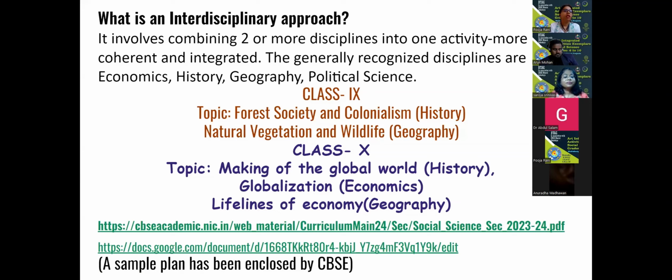There are a few chapters given by the CBSE. In class 9, they have taken Forest Society and Colonialism from history, and Natural Vegetation and Wildlife from geography. In class 10, they have taken The Making of a Global World from history, Globalisation from economics, and Lifelines of the National Economy from geography. So these chapters they have considered for the interdisciplinary approach. These are the chapters where we are supposed to perform the activities. CBSE has already given a list of activity planners for the same.